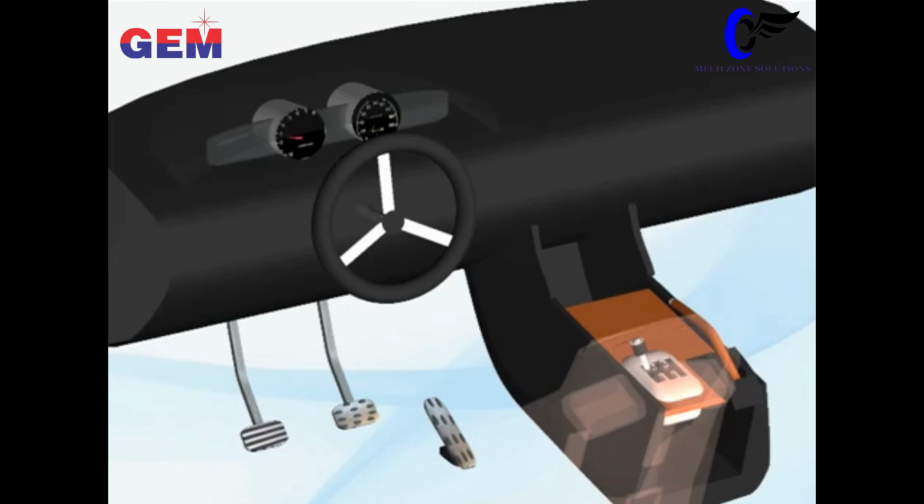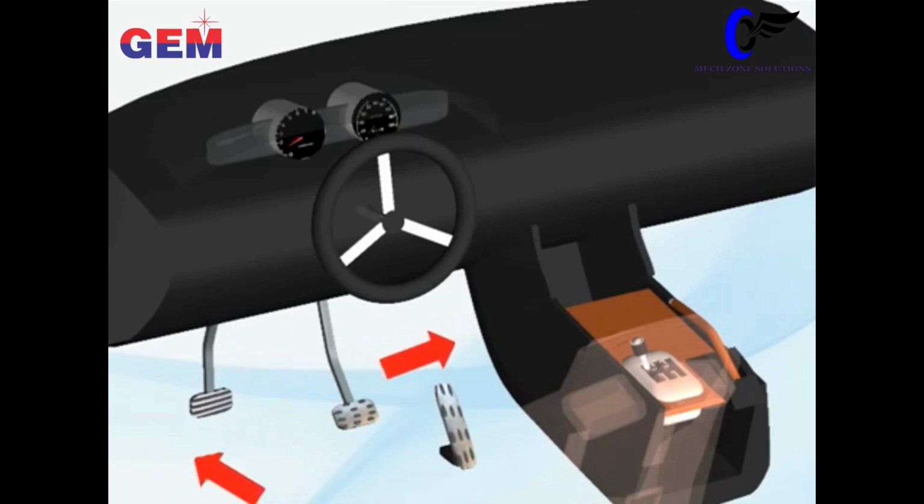Fifth step, accelerate until the car has reached about 2500 RPM. Then press down the clutch pedal again. Release the gas pedal at the same time. Sixth step, put the shift stick into second gear. Be sure to put the shift stick down until it cannot go any further.